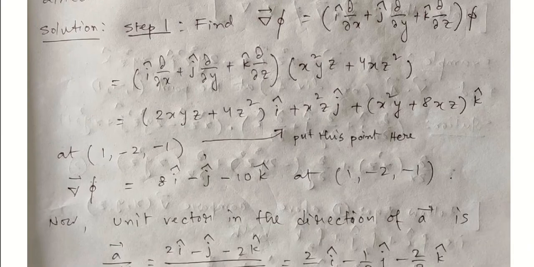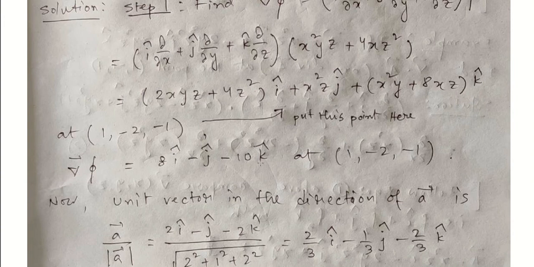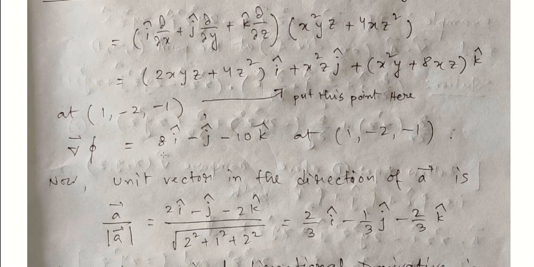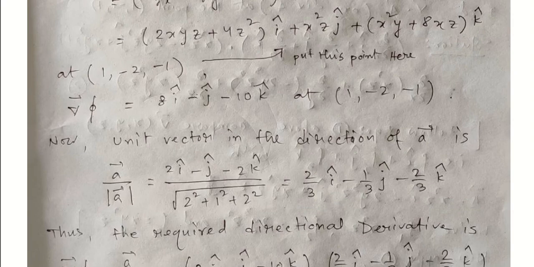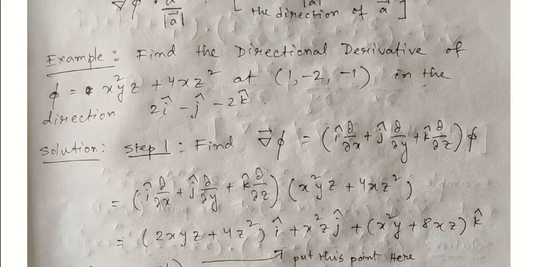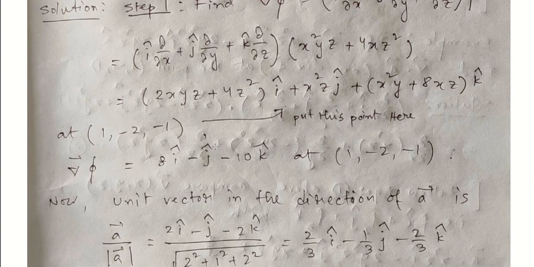So we already have grad phi. What is grad phi? 8i - j - 10k. So the directional derivative is maximum in this direction. And what is the value of this directional derivative? The value is nothing but the absolute value of grad phi, that is mod of grad phi. So if the question is, find the maximum value of the directional derivative, it is nothing but mod of grad phi. And in which direction is the value maximum? In the grad phi direction, that is the 8i - j - 10k direction.